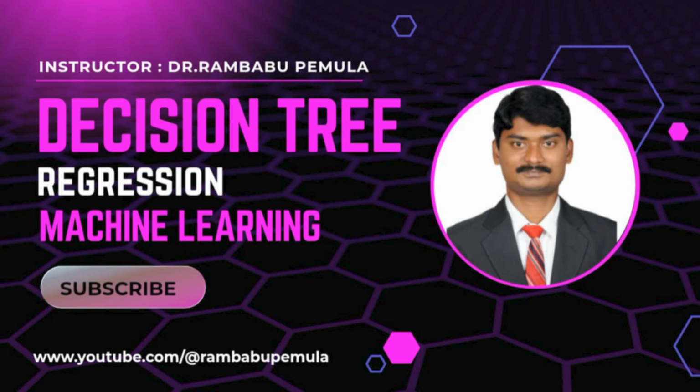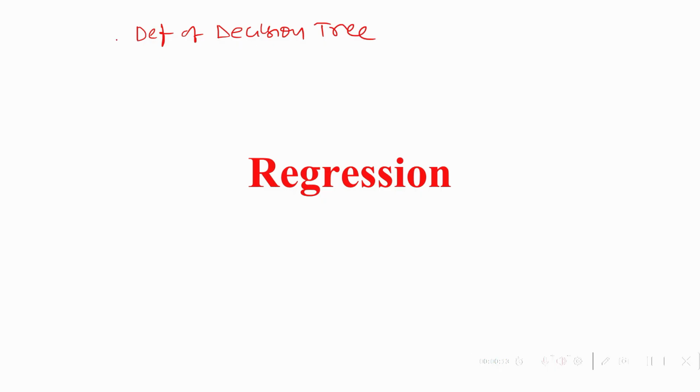In the previous video, we discussed the definition of decision tree, and also the types of decision tree classifier algorithms like the ID3 algorithm, C4.5 algorithm, and CART algorithm. And also we discussed how to train and visualize the decision tree with the help of different algorithms like the CART algorithm and the ID3 algorithm.